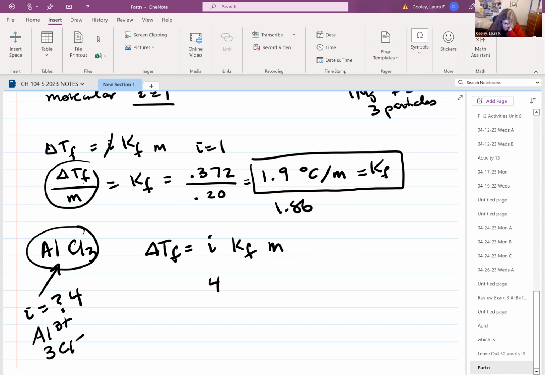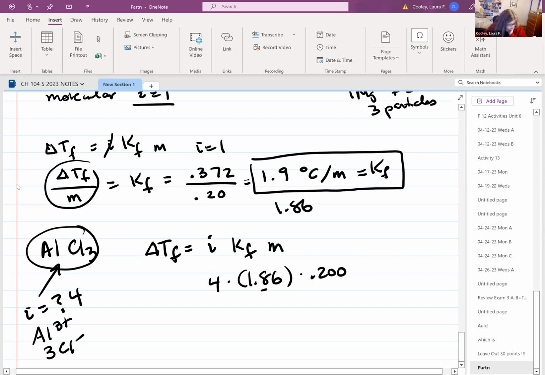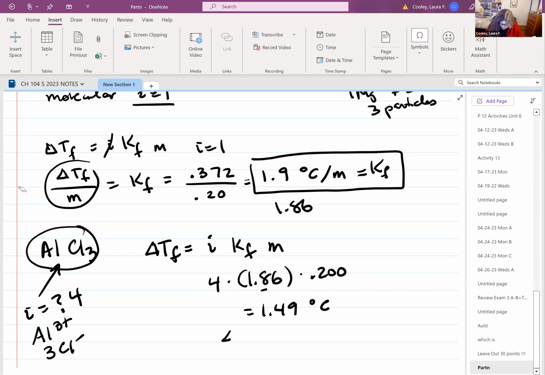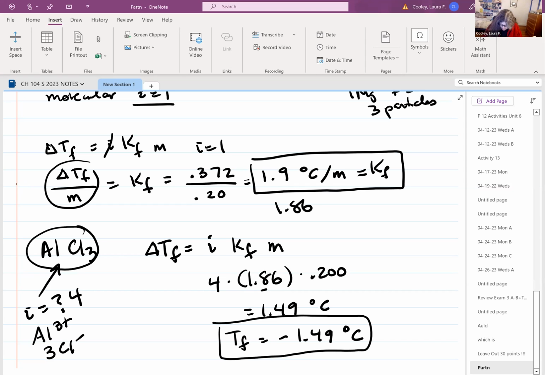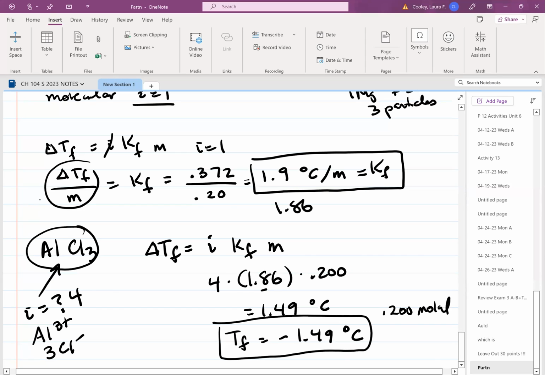That's right. So that's 4 times KF times 0.2. That's the molality. I'm just using the 1.86 because I know that's what I did here, and I don't have a calculator. And so that comes out to 1.49 degrees C. So the freezing point is not 1.49. The freezing point would be negative 1.49, right? Because freezing point is depressed by a solute, so it goes below 0 by that much. And so this would be the answer for the 0.2 molal AlCl3.